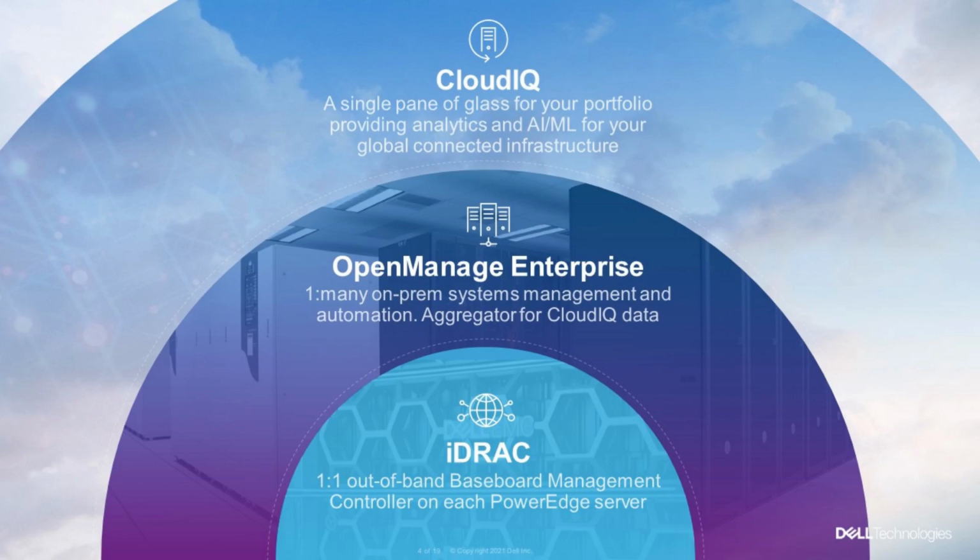The first one is iDRAC. iDRAC is kind of like the heart of it. Without iDRAC, you don't have any of the other layers. iDRAC is your low-level way of interacting with your PowerEdge. iDRAC supports a lot of different methods to interact with your PowerEdge server. So it's got a web interface. You can do REST API. It supports Redfish, and it also supports a CLI called RACADM.